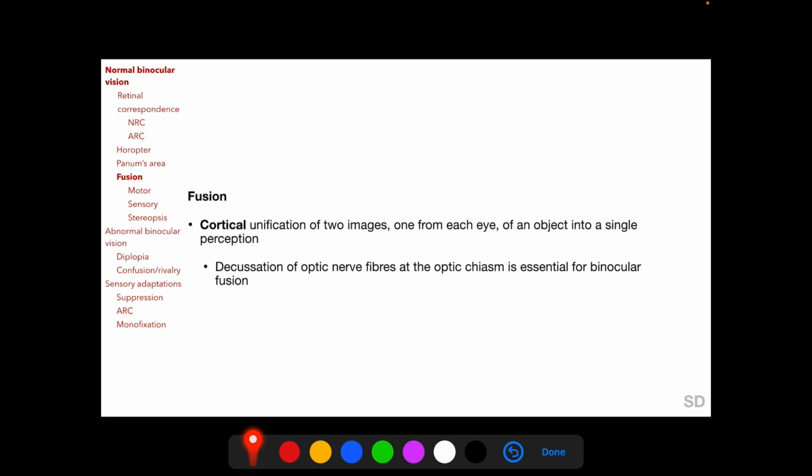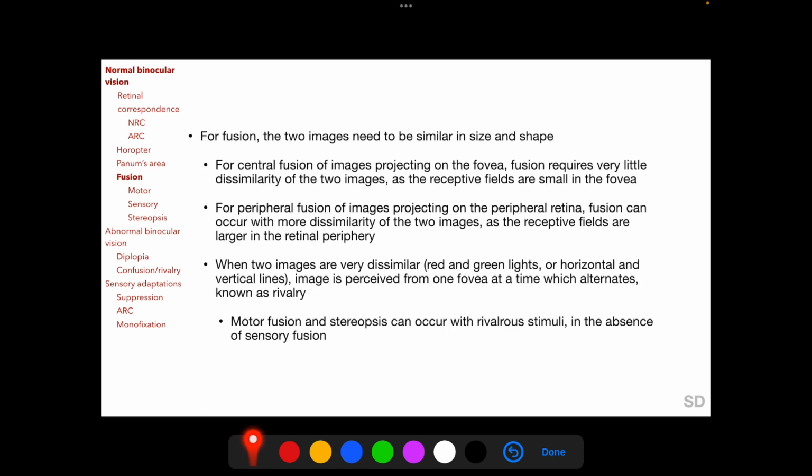Fusion is the unification at the level of the visual cortex of the two images, one from each eye, of an object into a single perception, and the decussation of the optic nerve fibers at the optic chiasm is essential for binocular fusion. For fusion, the two images need to be similar in size and shape. For central fusion of images projecting on the fovea, fusion requires very little dissimilarity of the two images as the receptive fields are small in the fovea. Whereas for peripheral fusion of images projecting on the peripheral retina, fusion can occur with more dissimilarity of the two images as the receptive fields are larger in the retinal periphery.